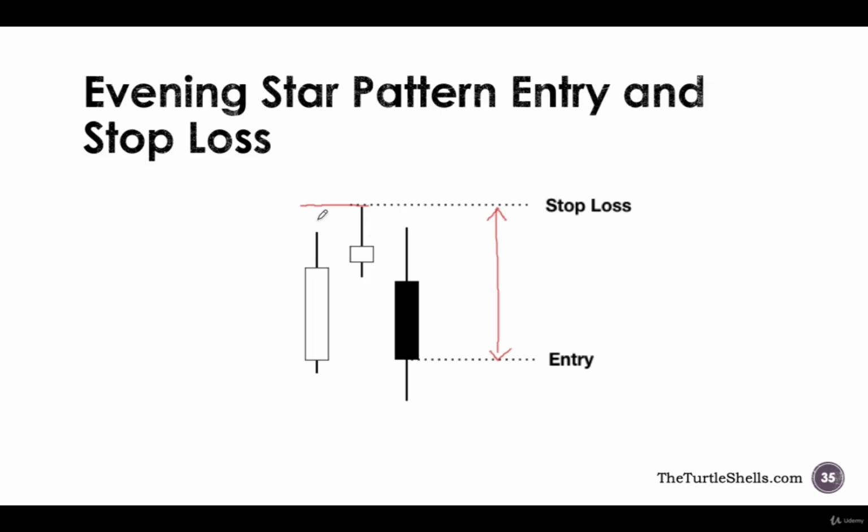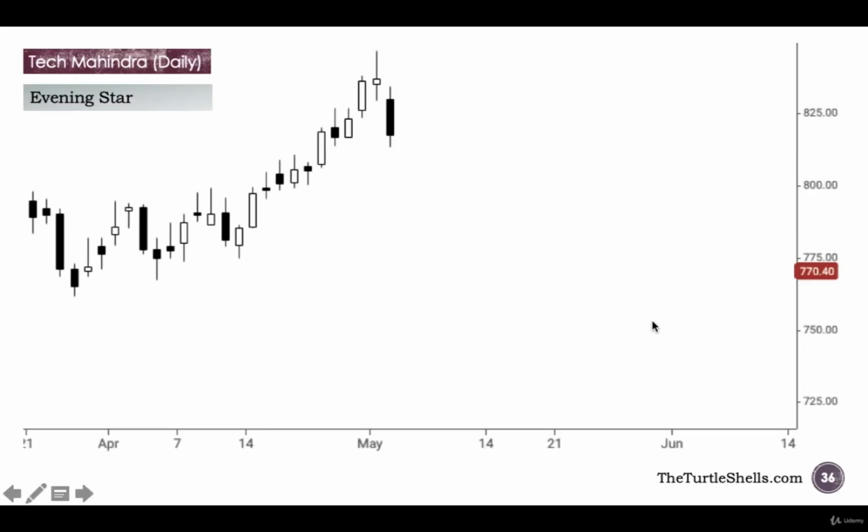So the highest high of the three candles will become our stop resistance. Just above that resistance, I would keep the stop loss. And the close of the evening star pattern becomes our entry point. Remember, you have to wait for a close. So now you have a nice uptrend here.